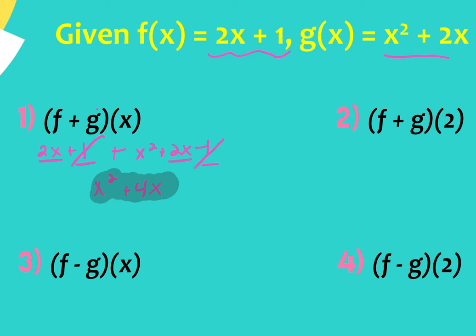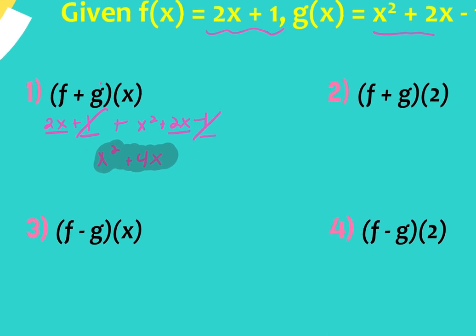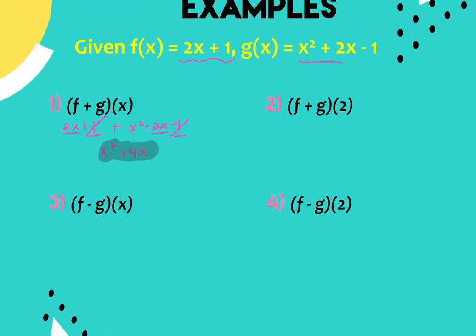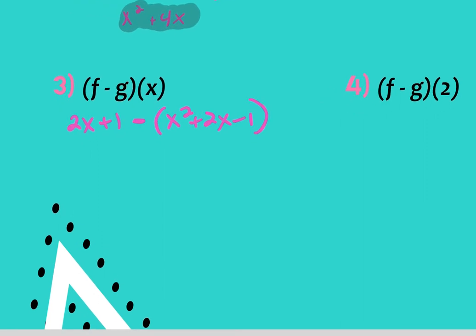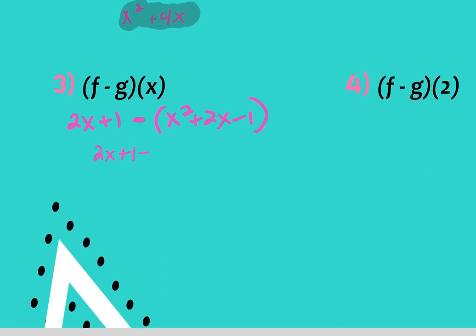I'm going to jump to 3, and then I'll go back up to 2. So 3 says f minus g. So now we're subtracting. So I'm doing the f, which is 2x plus 1, and I'm subtracting from it all of g, which means that minus is going to get distributed to each term. So it changes all the signs. You'd get 2x plus 1 minus x squared minus 2x plus 1. And then you want to combine your like terms. So negative x squared, the positive 2x and negative 2x cancel out, and the positive 1 and positive 1 becomes plus 2.